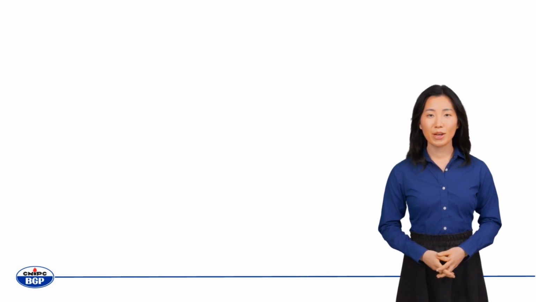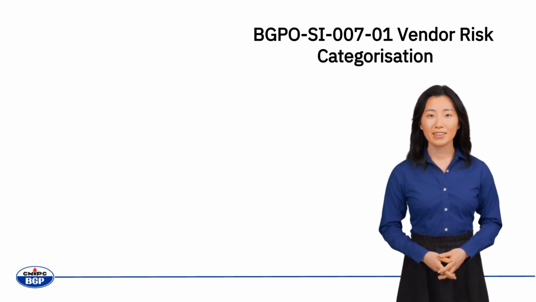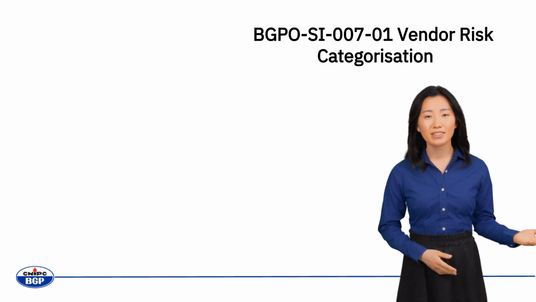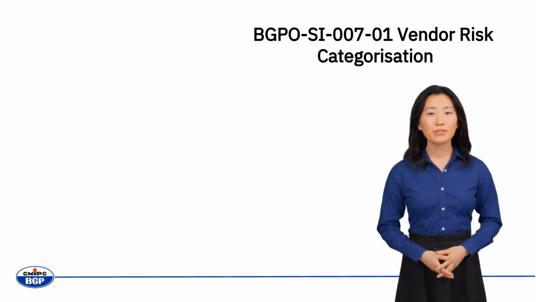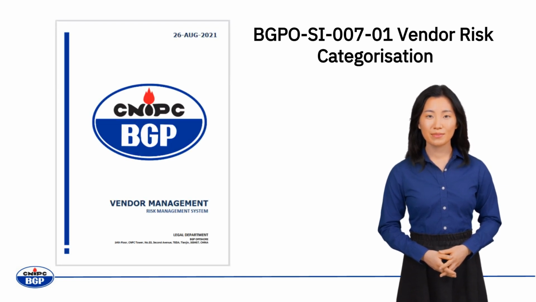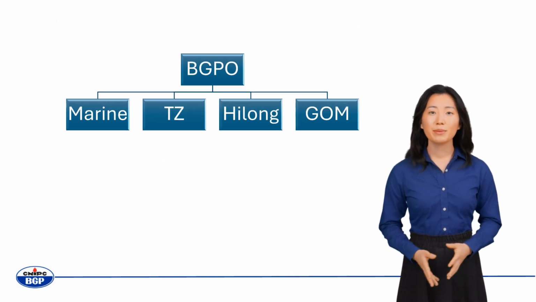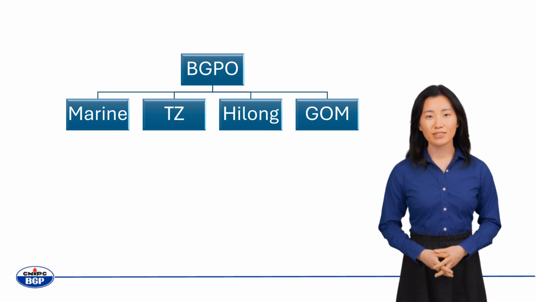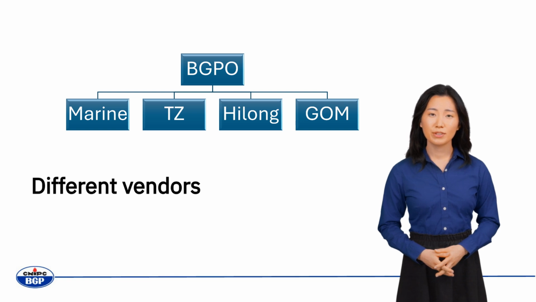In this video, we are going to be looking at BGPO SI-007-01 Vendor Risk Categorisation. This is the first of the instructions that support SP007 Vendor Management. To simplify the process and ensure that it is as effective as possible, we have split BGPO into different business units. This is because each business unit can have different vendors and very different risks.